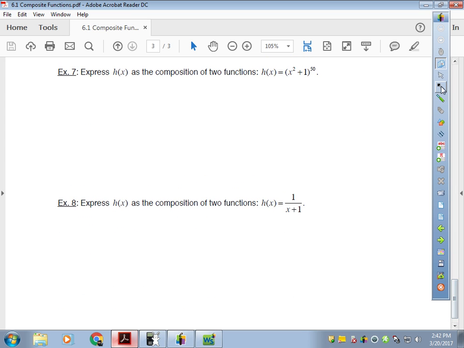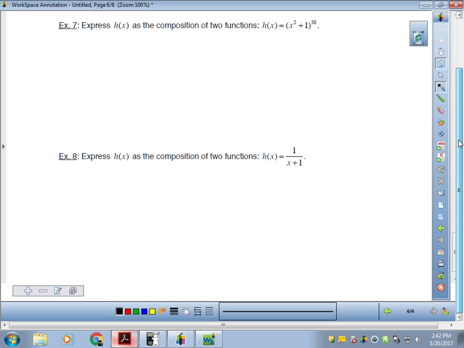Two more examples, and then we are done with 6.1. Alright, example 7 says express h of x as the composition of two functions. So we have h of x equals x squared plus 1, all of that raised to the 50th power. So we want to break this down into two functions, f of x and g of x. G of x is our inner function. What is on the inside here? Well, on the inside is x squared plus 1. What is it inside of? It's inside a 50th power, so our outer function is x raised to the 50th power.